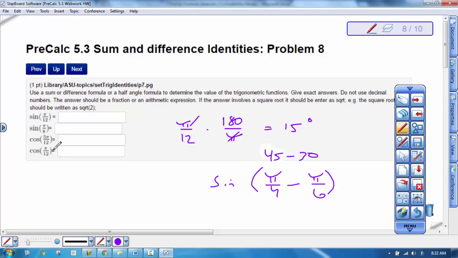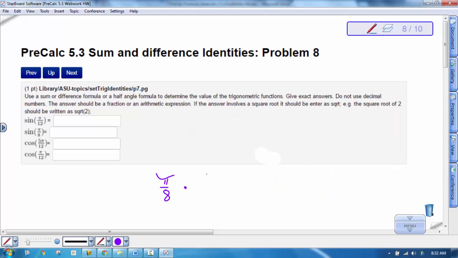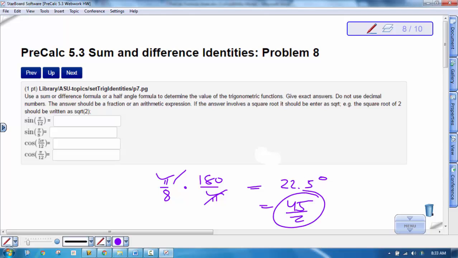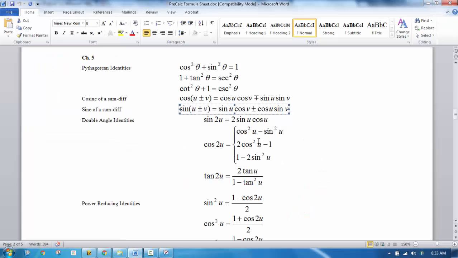Okay. So pi over 8 is another example. We're going to multiply that by 180 over pi to convert it to degrees first. That gives you 22.5 degrees, which is really 45 over 2. Now, that's the half angle formula, which technically we haven't done yet, so we're going to have to wait to do this. And I mean, it's not hard to use.